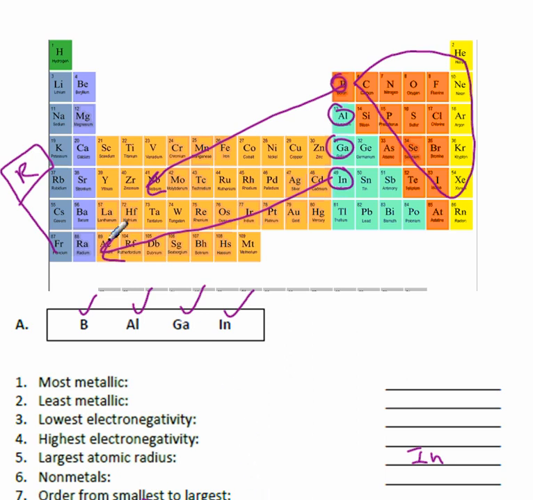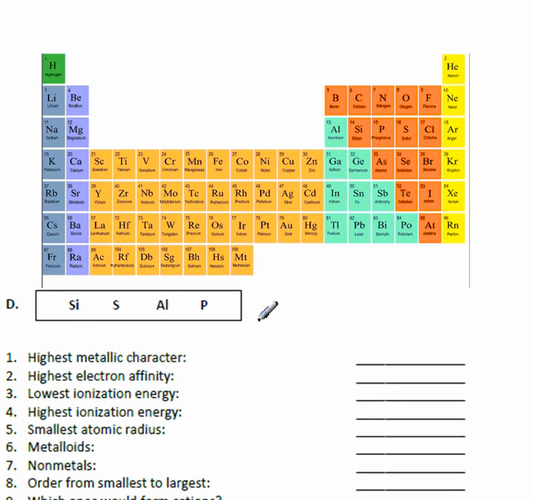All right. Here we go. We have silicon, which is going to be right here. I have sulfur, phosphorus, and aluminum. So I have these 4 elements I'm focused on. Highest metallic character. My flag's going to be right there for metallic character. Well, who's the closest to the flag? That is going to be aluminum.